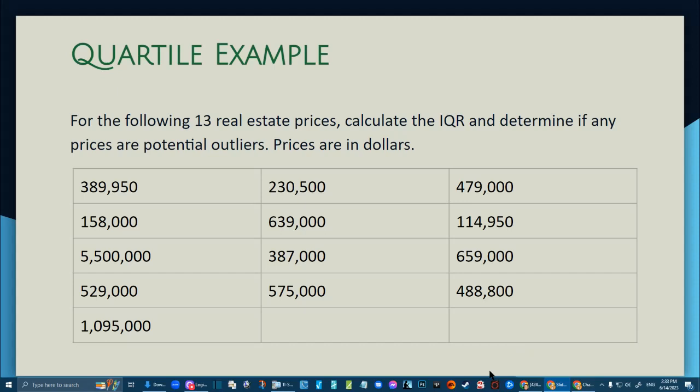So we're going to go ahead and do this example really quick. Following 13 real estate prices, calculate the IQR and determine if any prices are potential outliers. Prices are in dollars. I know for the IQR, I need the third quartile and the first quartile. So I need to enter this data into a calculator and find those quartile values.